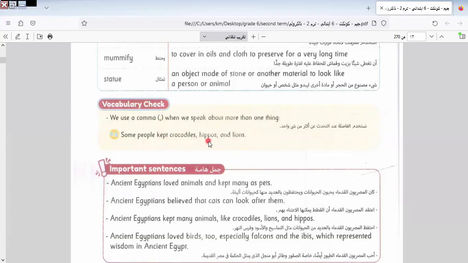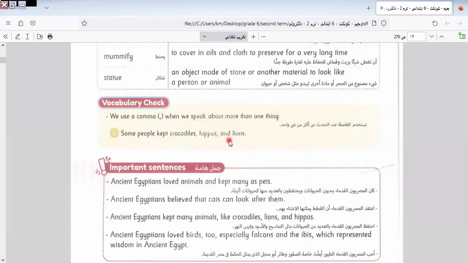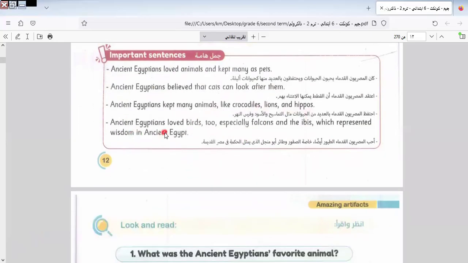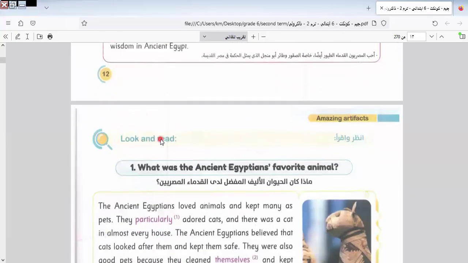Some people kept crocodiles, hippos, and lions. Let's learn some expressions in this lesson. Ancient Egyptians loved animals and kept many as pets. Ancient Egyptians believed that cats can look after them. Ancient Egyptians kept many animals like crocodiles, lions, and hippos. Ancient Egyptians loved birds too, especially falcons and the ibis, which represented wisdom in ancient Egypt.